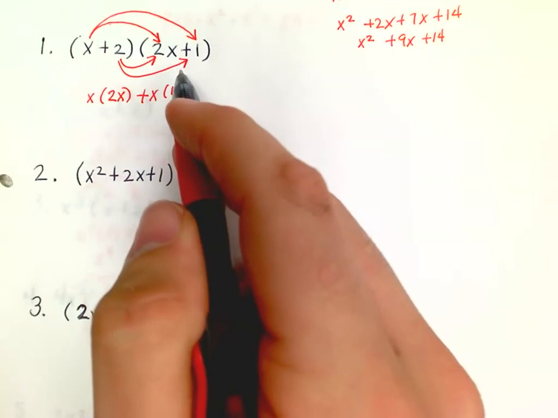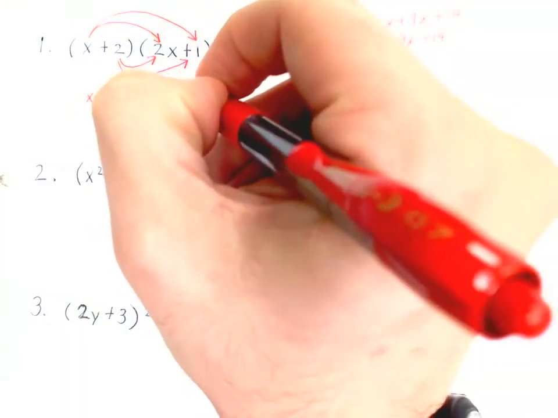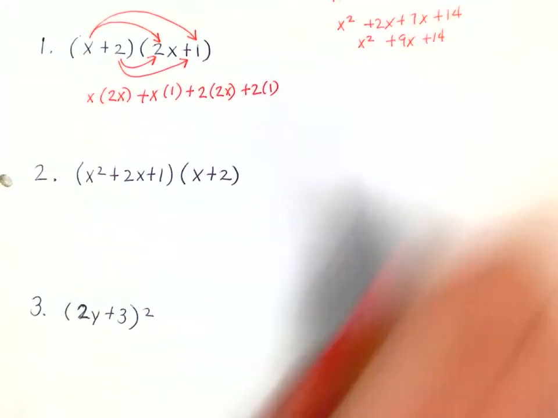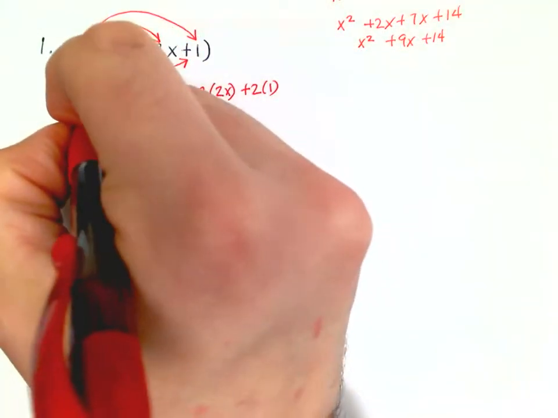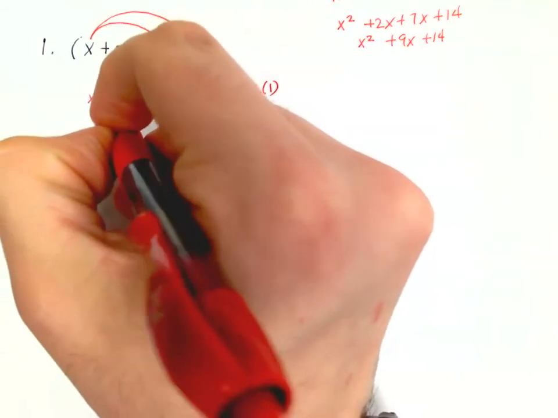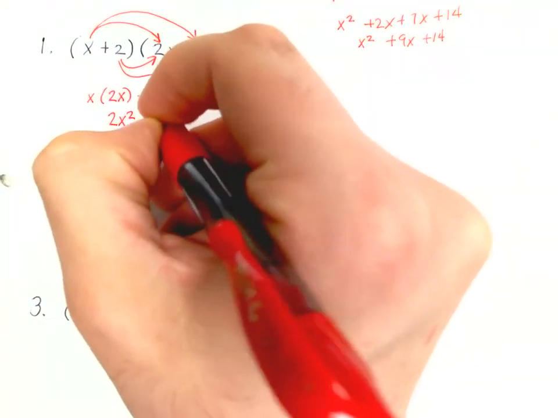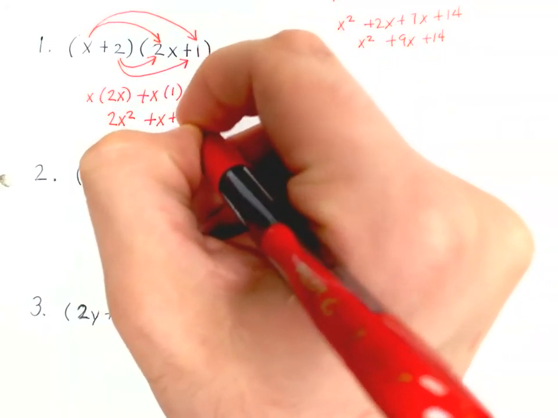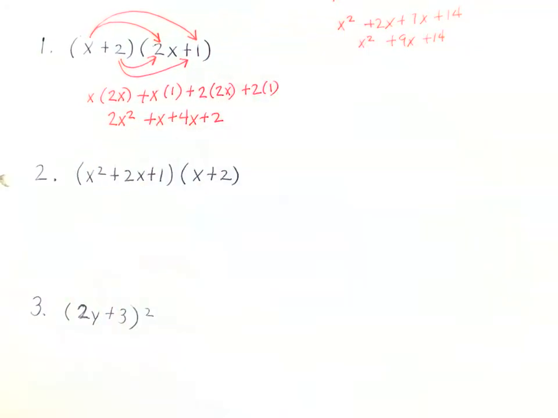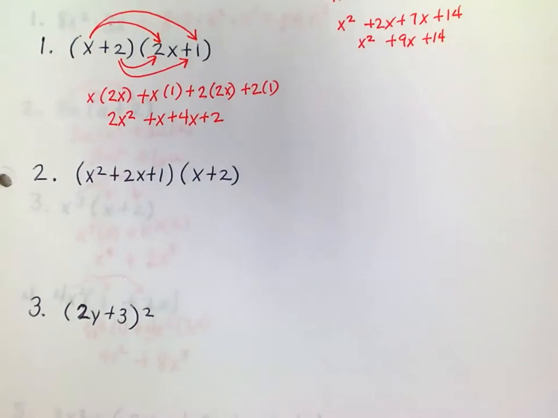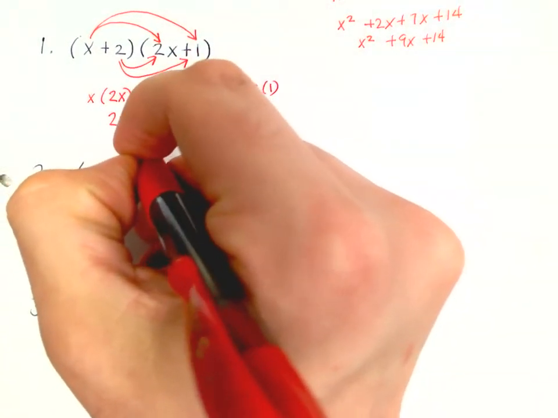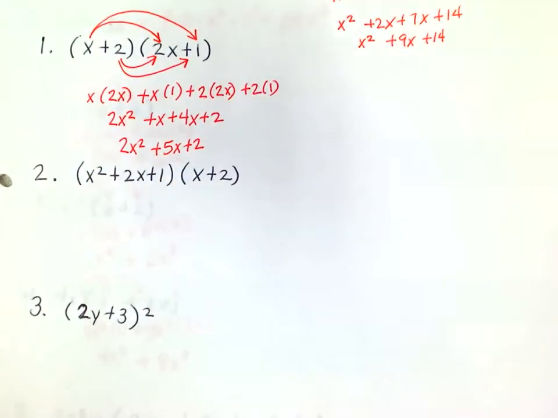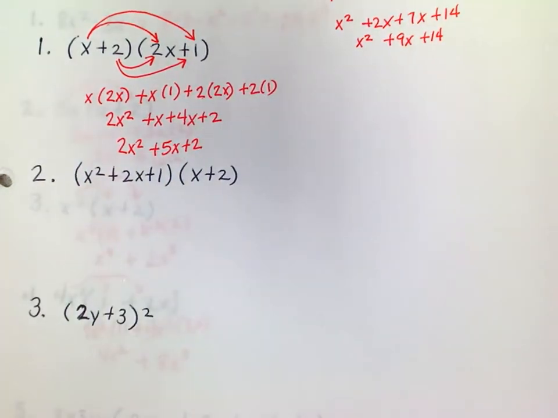For the I and the L, the inner and last, we want to do plus 2 times 2x plus 2 times 1. Okay, so let's simplify. X times 2x is 2x squared, plus 1 times x is x, plus 2 times 2x is 4x plus 2. Let's go through and simplify that middle term there. So we have 2x squared plus 5x plus 2 is our final answer.